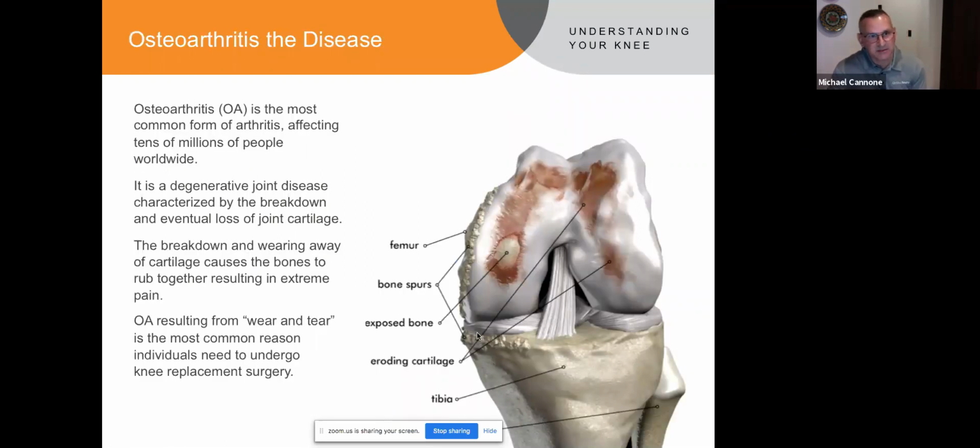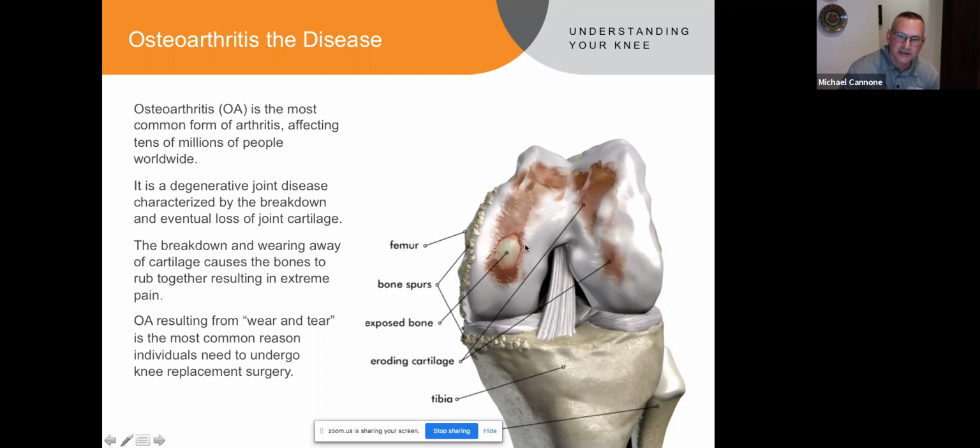Osteoarthritis, as I mentioned, is the most common form of arthritis. Affects tens of millions of people worldwide. It's degenerative. It's a breakdown of the articular cartilage in the joint. So there's different kinds of cartilage in your knee joint. As you can see here, the shiny stuff that is not diseased is good articular cartilage. This in the center is diseased articular cartilage. And then when you get down to exposed bone is when we call it arthritis.